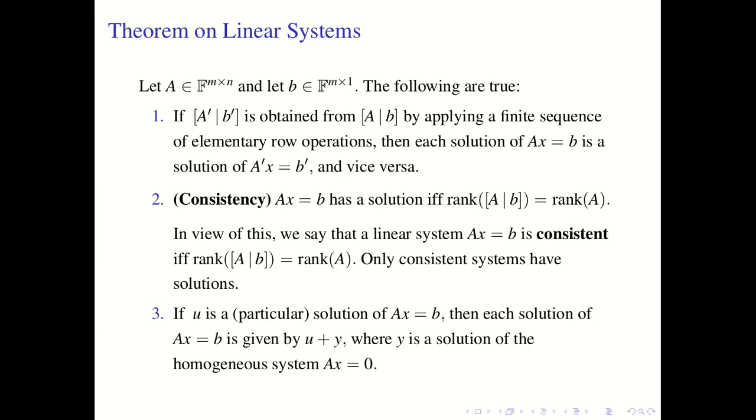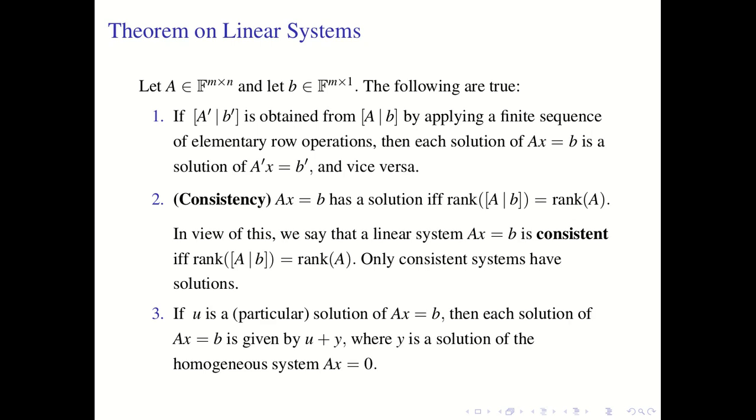Now Ax equal to b has a solution if and only if the rank of [A b] is equal to the rank of A. That means the number of linearly independent rows or columns of the augmented matrix should be the same as the number of linearly independent rows or columns of A. So a linear system Ax equal to b is said to be consistent if the rank of the augmented matrix is the same as the rank of A. Only for consistent systems can we find solutions.